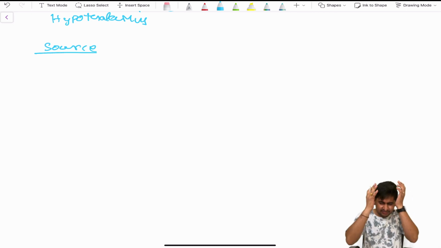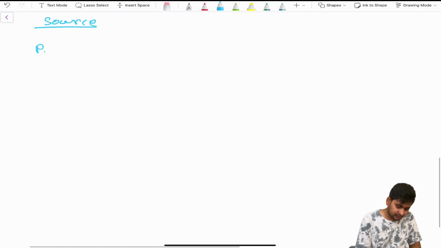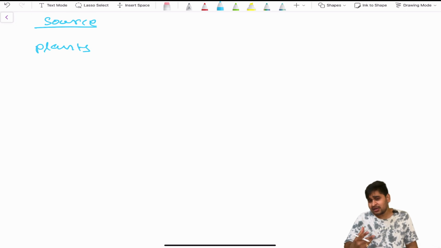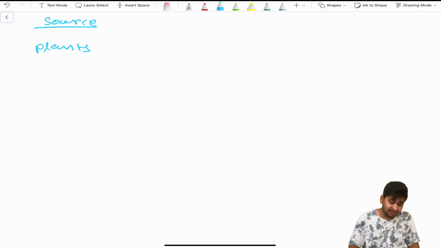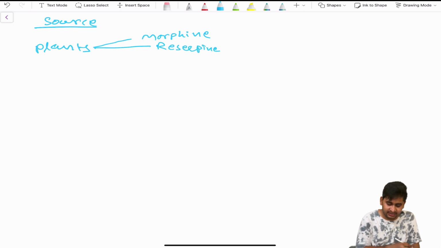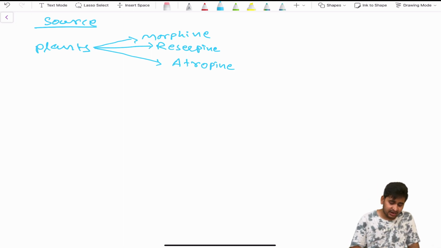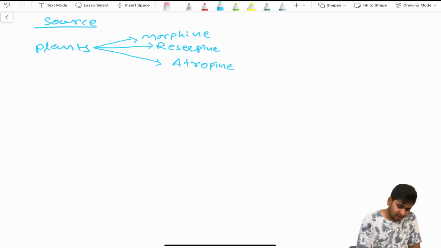Source of the drug. So initially in ancient days, all medicines were being synthesized or extracted from the plants, right? What are the drugs which are obtained from the plants? See here, morphine is there. Morphine is an opioid. Reserpine is an antihypertensive drug, that is a vesicular monoamine transport inhibitor, VMAT2 inhibitor, right? And there are other drugs like atropine, muscarine, varenicline. All these are alkaloid-based drugs, and morphine is an opioid drug. So this is about the natural source.